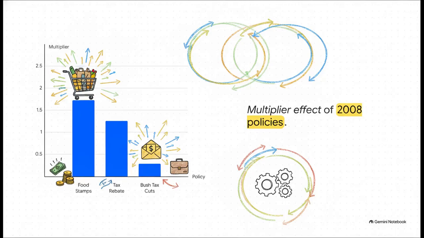Now, what's really interesting about this slide is the stark contrast between these different policies. Look at this. Temporary food stamps generated a massive multiplier of 1.73, meaning every single dollar spent created $1.73 in economic activity. A refundable tax rebate sat at 1.26, while making the Bush tax cuts permanent had a multiplier of only 0.29. The math here simply shows us that policies targeting lower-income households, whose spending is usually highly constrained, tend to have higher multipliers. Why? Because those households spend their extra money almost immediately, which aggressively feeds that multiplier cycle we just talked about.